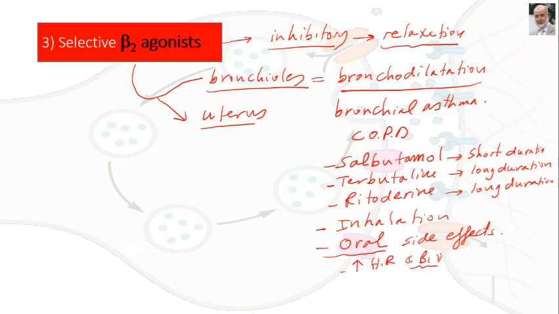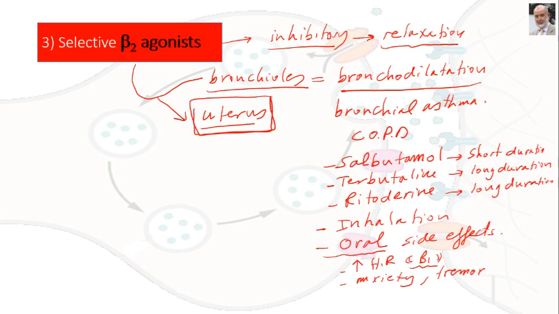They can produce slight anxiety and tremor. These are very common side effects when they are taken by oral route of administration. So these are the selective beta-2 agonists. They have very important clinical uses in treatment of bronchial asthma or obstructive pulmonary diseases.